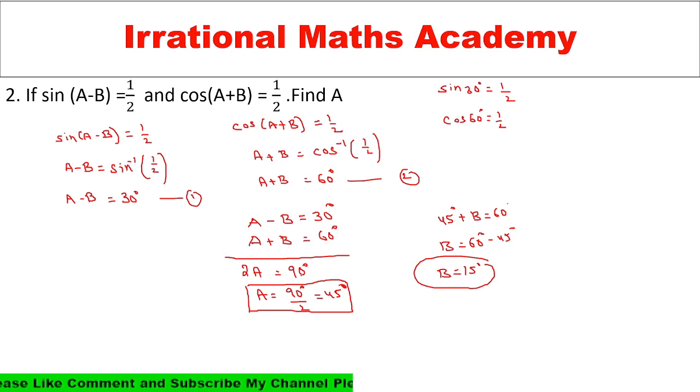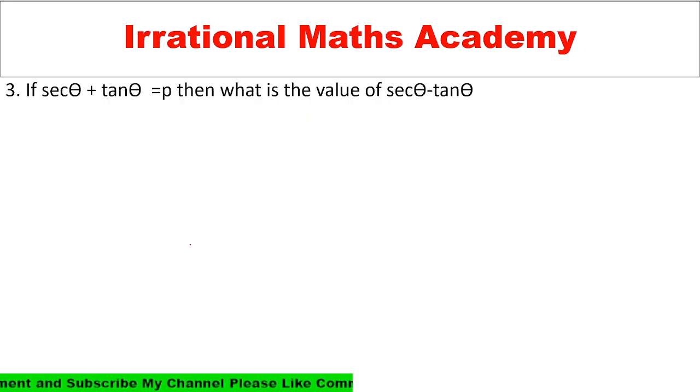Is this clear? Next. If secant theta plus tan theta equal to P, then what is the value of secant theta minus tan theta? So let me write this again. Secant theta plus tan theta equal to P is what is given.